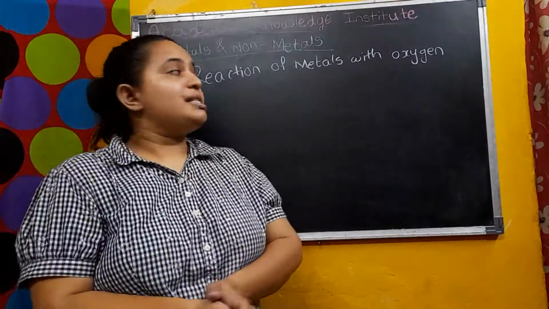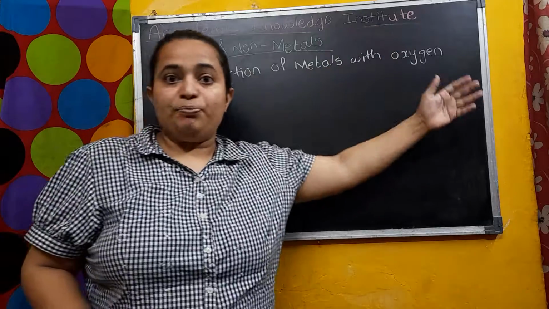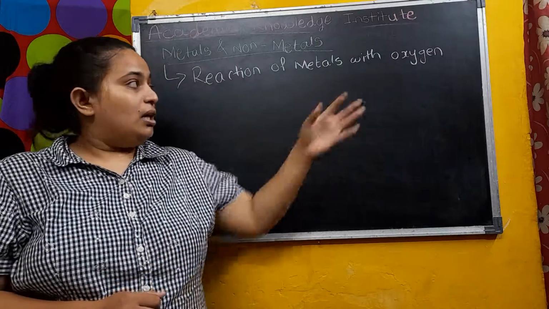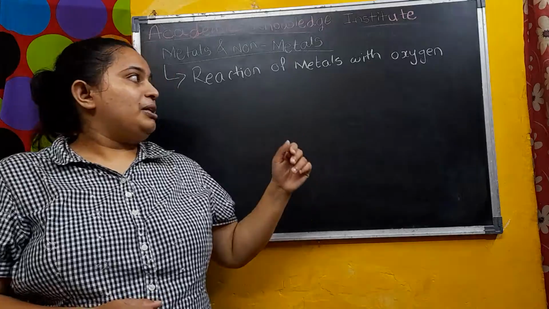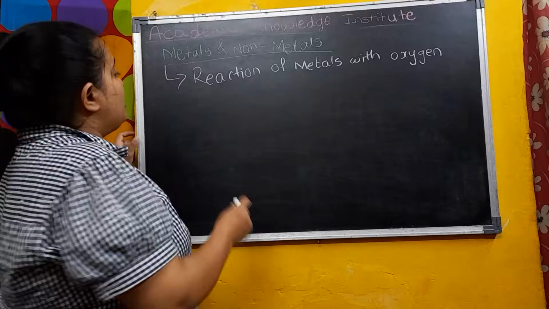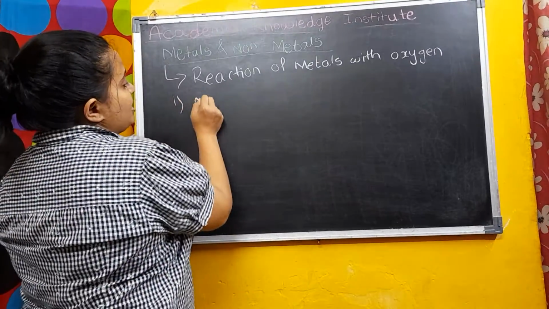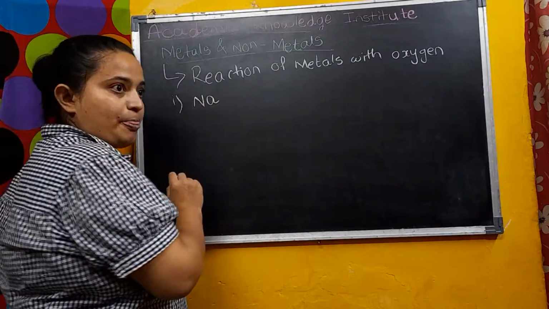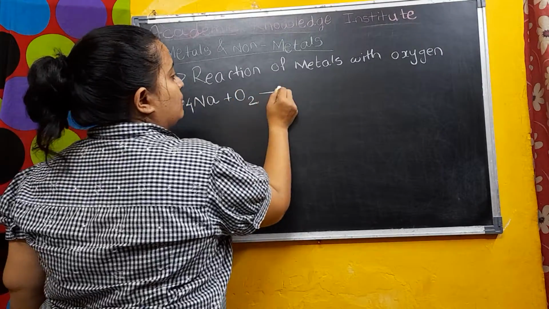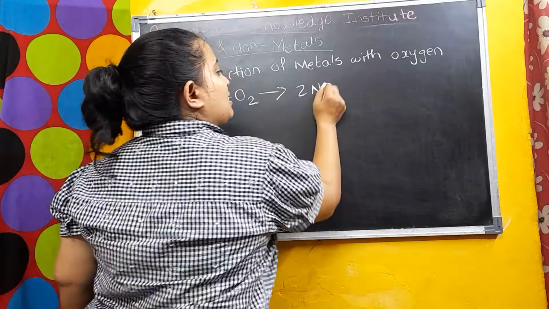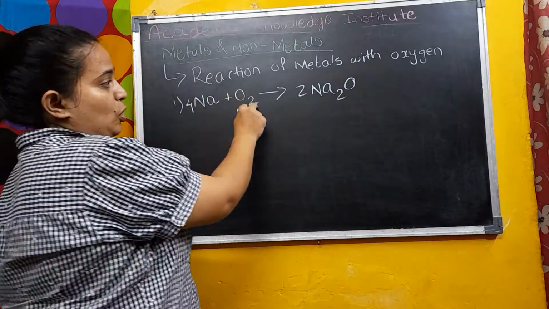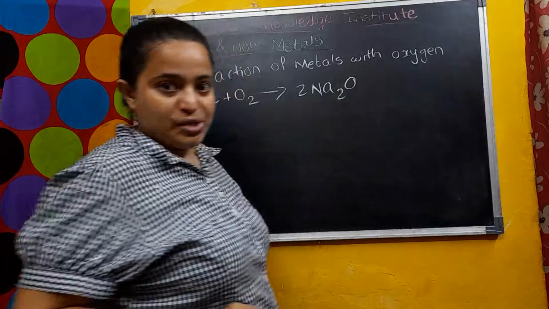So the first is reactions of metals with oxygen. You all know that oxygen is the most abundant in our environment. So let's study how exactly metals react with oxygen. We will start from the alkali metals. If we start from sodium, it will give a reaction like this. When sodium reacts with oxygen, it gives sodium oxide.